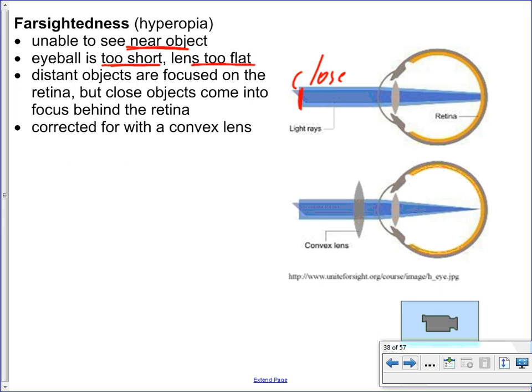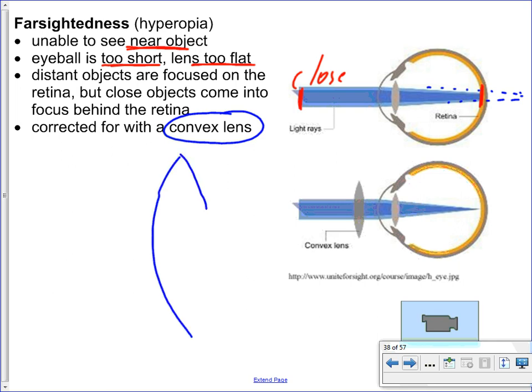And again, we can see that the light rays, they don't converge right on the retina. If these light rays could pass through, they would actually converge behind the retina. Of course, that doesn't happen, and that means that the object would be out of focus. This one here is corrected for by using a convex lens.